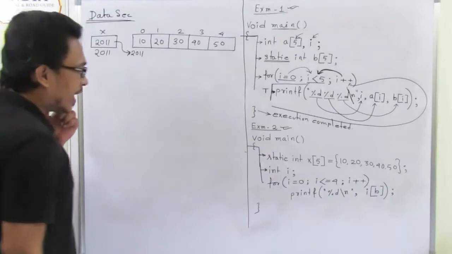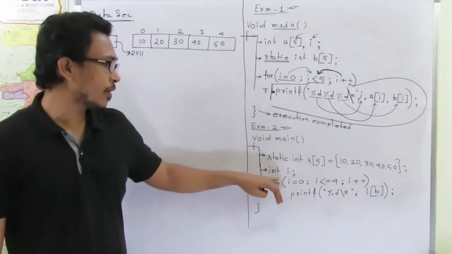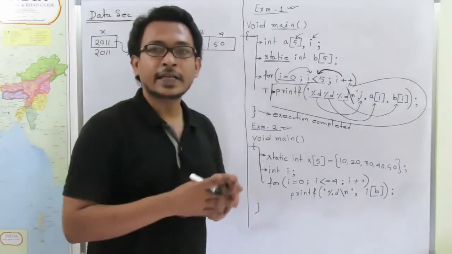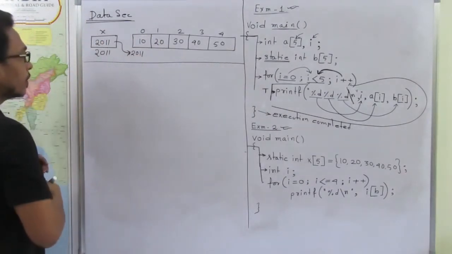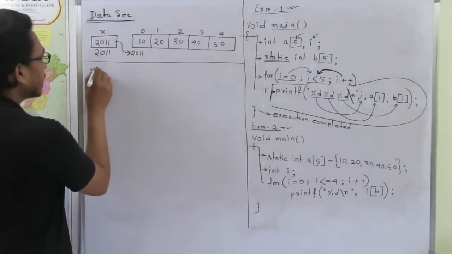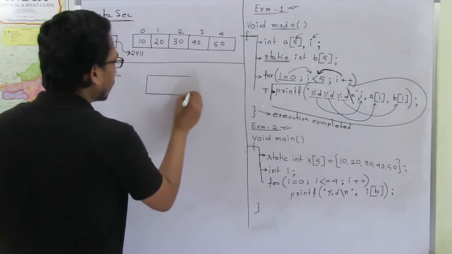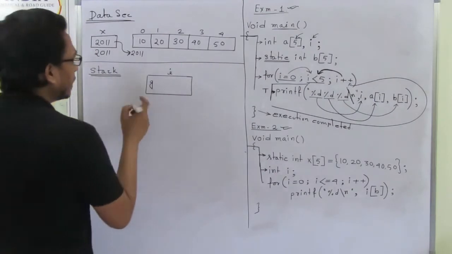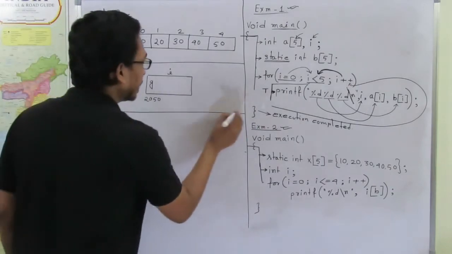Now the next instruction is integer I. Now look, this is not a static variable, it is an auto variable. So from where will memory be allocated for this particular variable? Memory will be allocated from the stack section, not from the data section. That means in memory we again have a stack section, and in this stack section a memory block will be created for the variable I and initialized with a garbage value. Let's say the base address is 2050. This is our memory part.